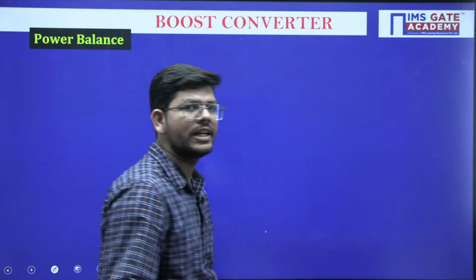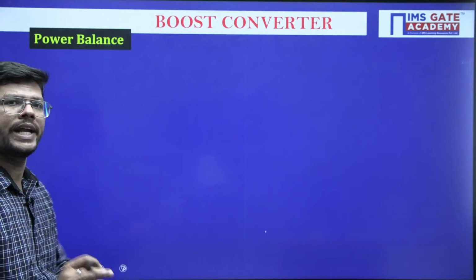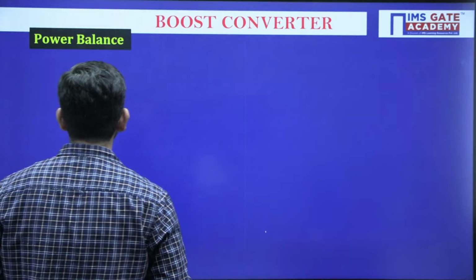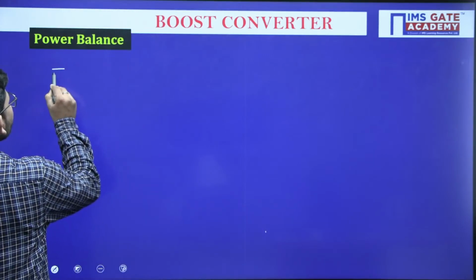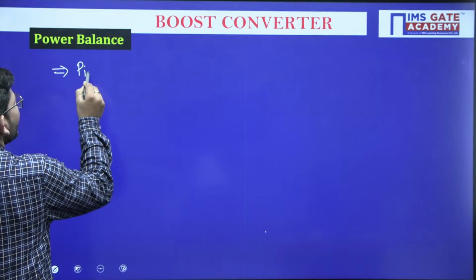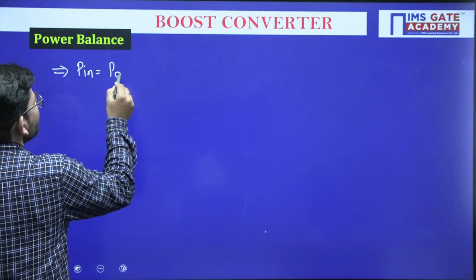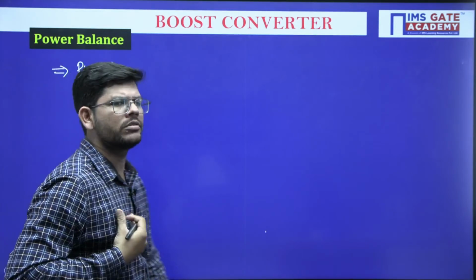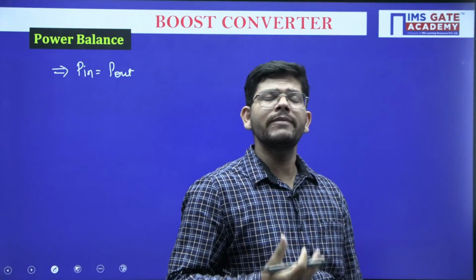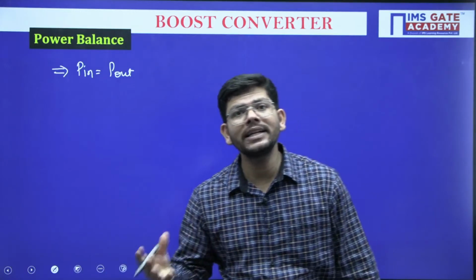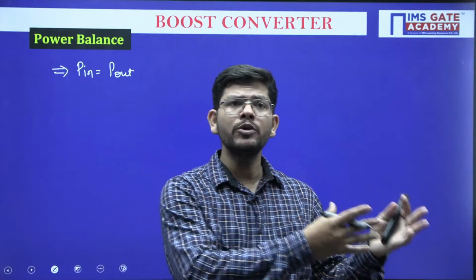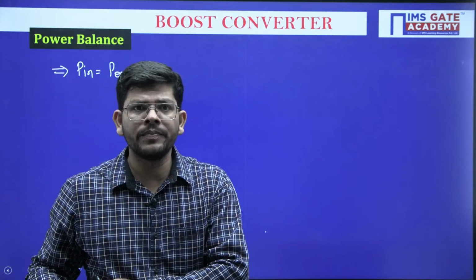Okay, so let us discuss the power balance, and from here we will obtain the average source current. What is power balance? Power balance says that whatever we have at the input, the same power we will be having at the output, because we have simplified the things. We have assumed that all the components are ideal, so there are no losses. That means input power is exactly equal to output power, isn't it?